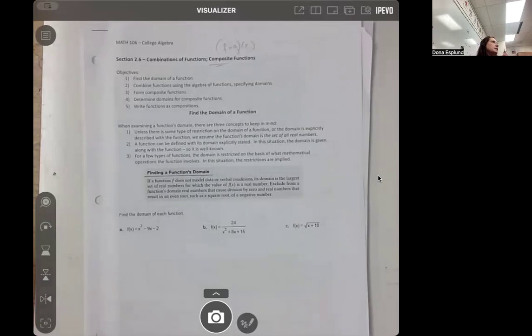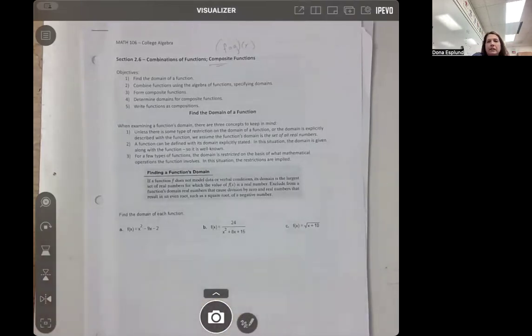Now, obviously, there's issues with the range. The range is only going to go, looks like, negative 21 maybe, but it's not going to go any further down than that. So there's restrictions on the range, but there's no restrictions on the domain. And so this one is going to be all real numbers.